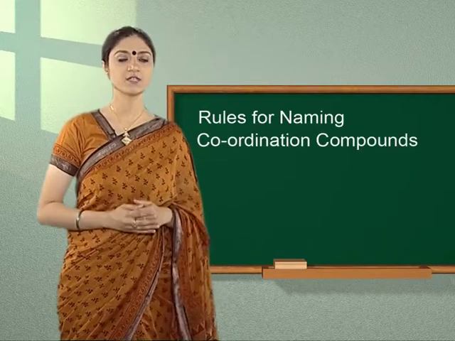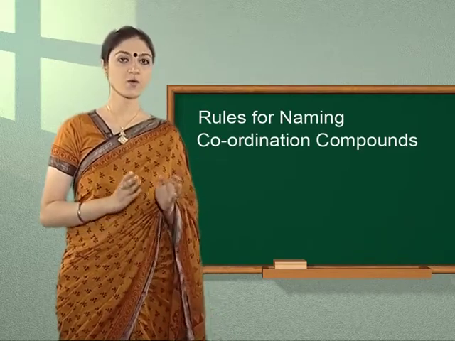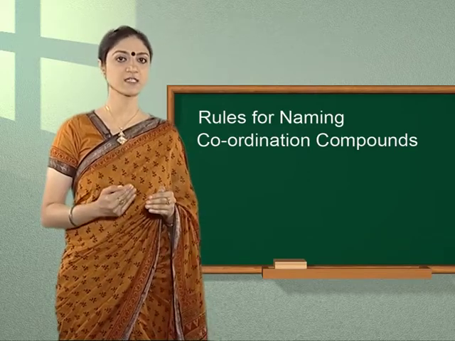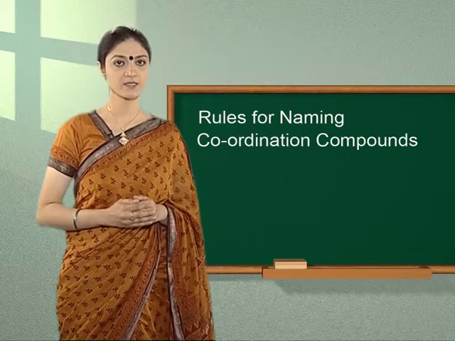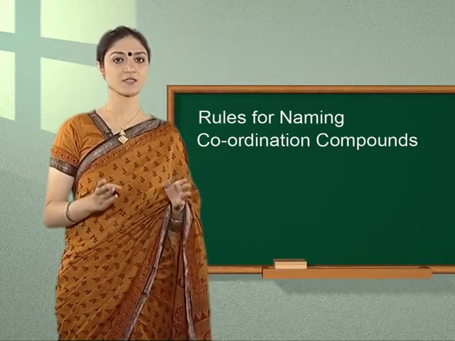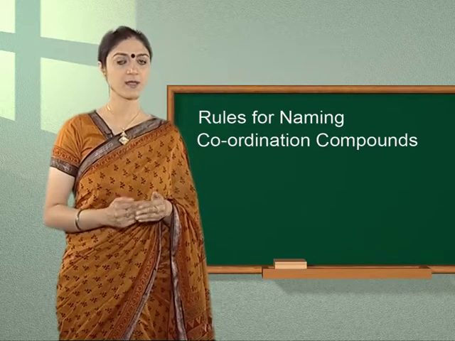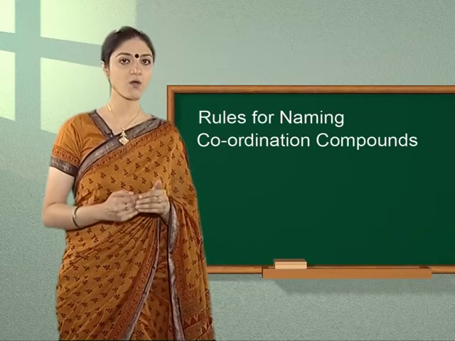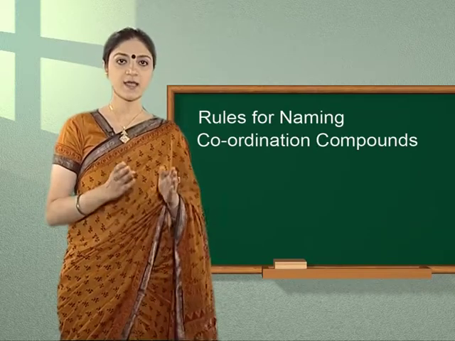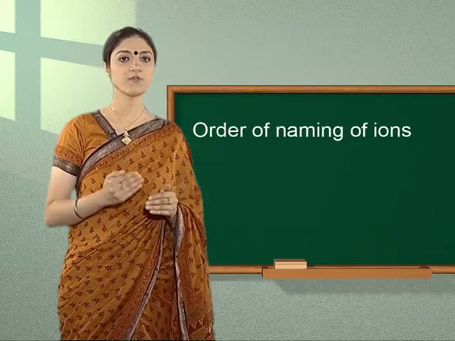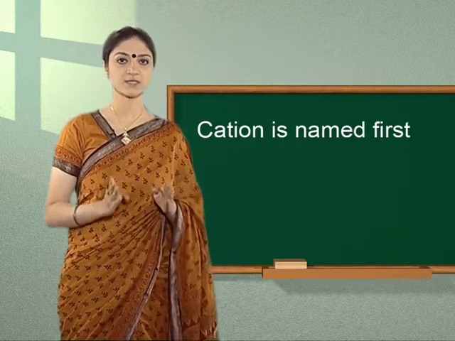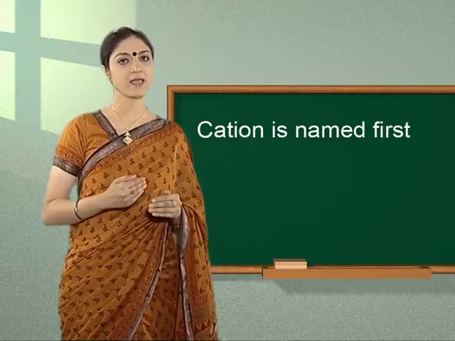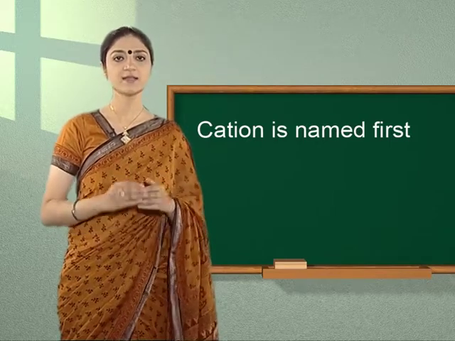Children, let us now discuss rules for naming coordination compounds. For naming the coordination compounds, principles of additive nomenclature are employed. Thus, the groups that surround the central atom must be identified in name. Then they are listed as prefixes to the name of the central atom along with appropriate multipliers. Let us first discuss the order of naming of ions. The cation is named first, whether it is simple or complex, and then the anion is named.